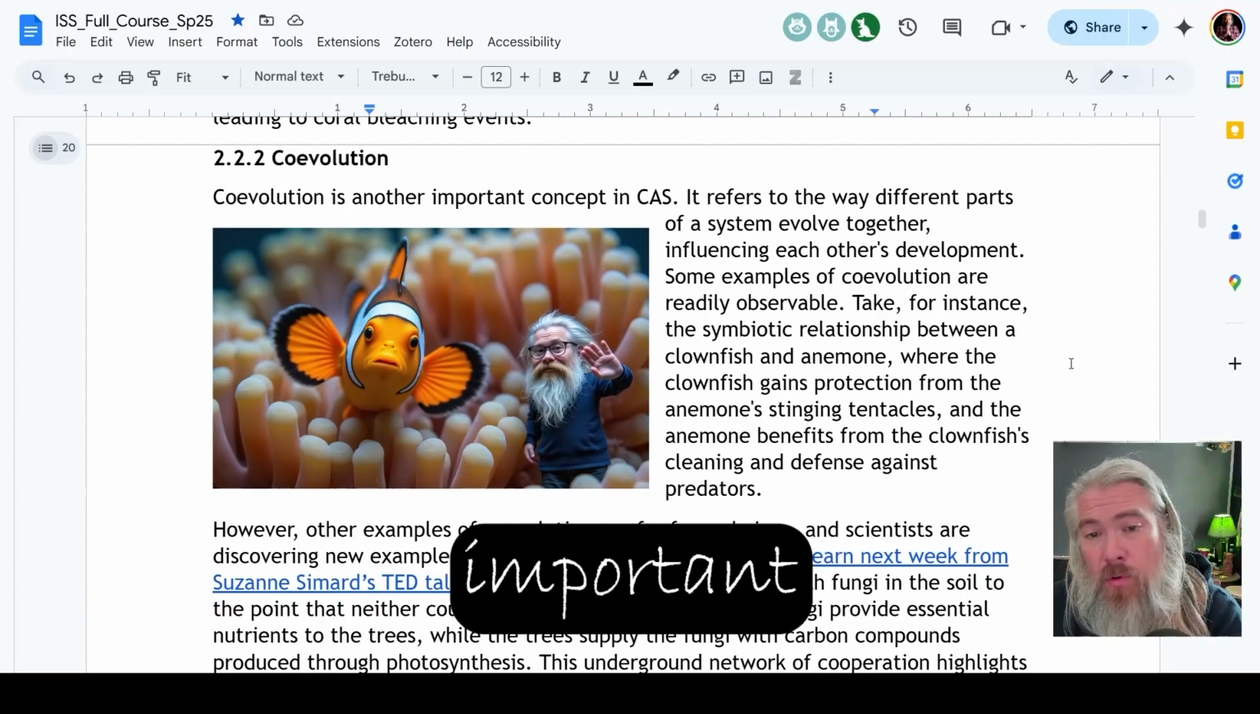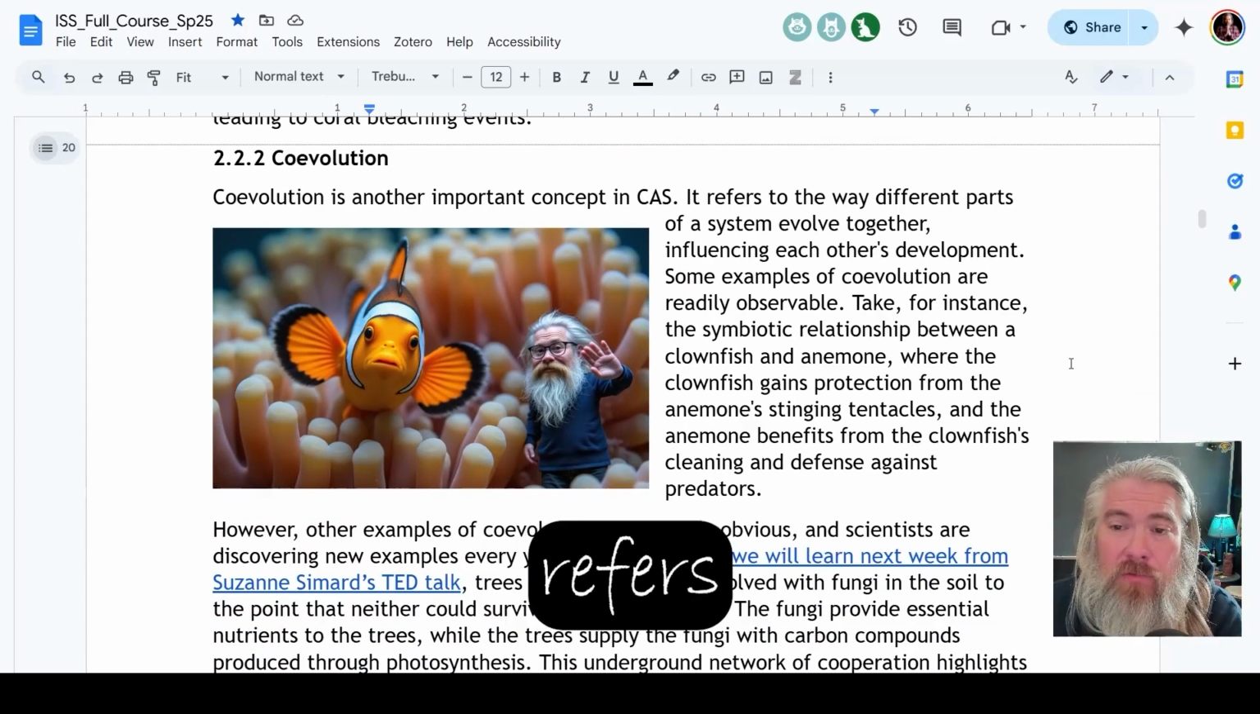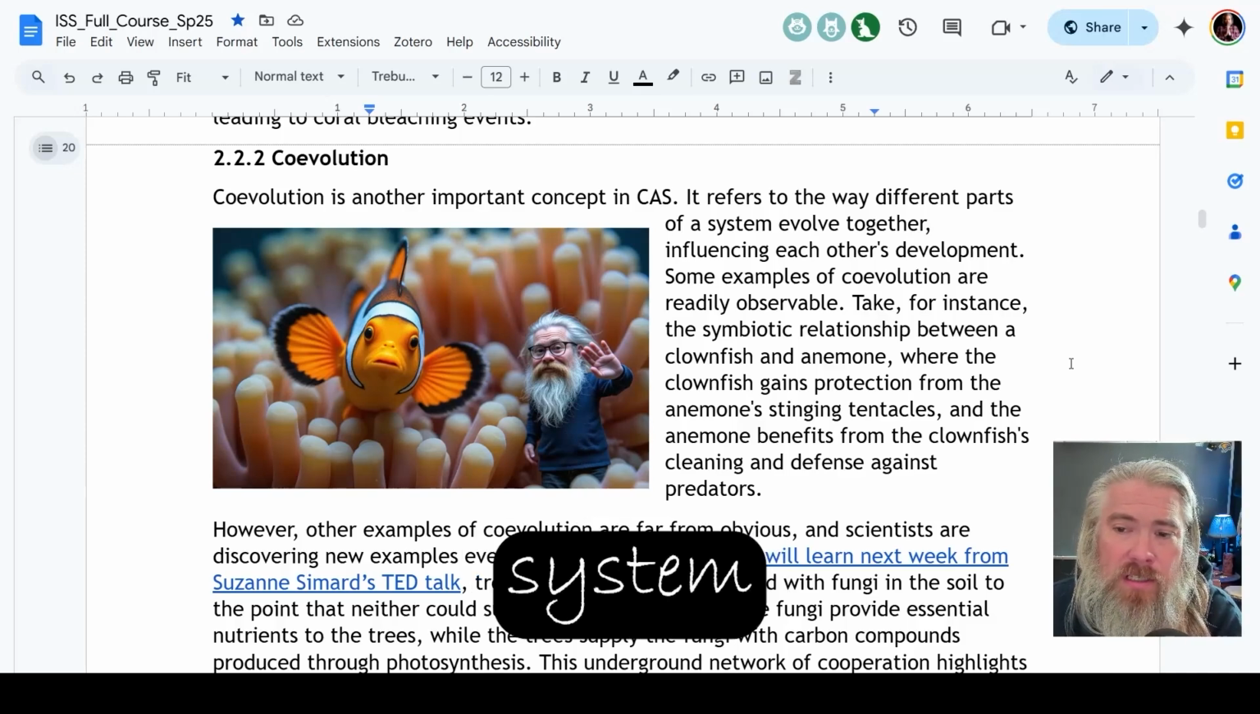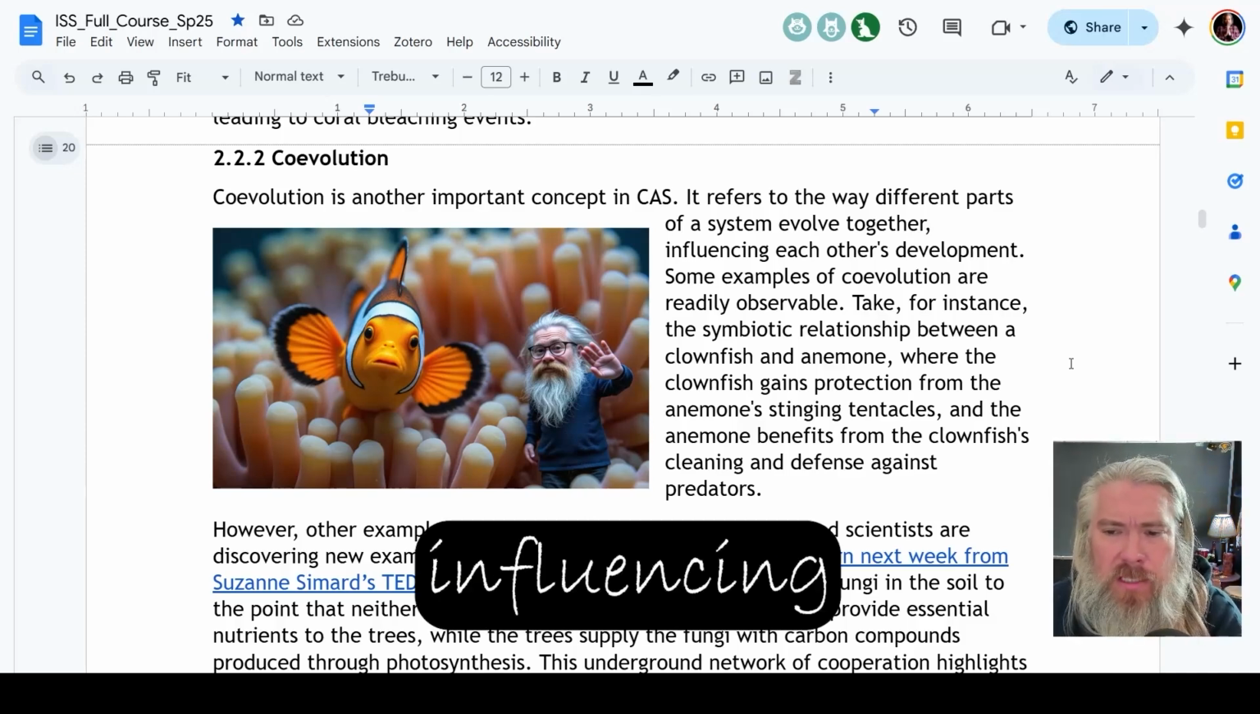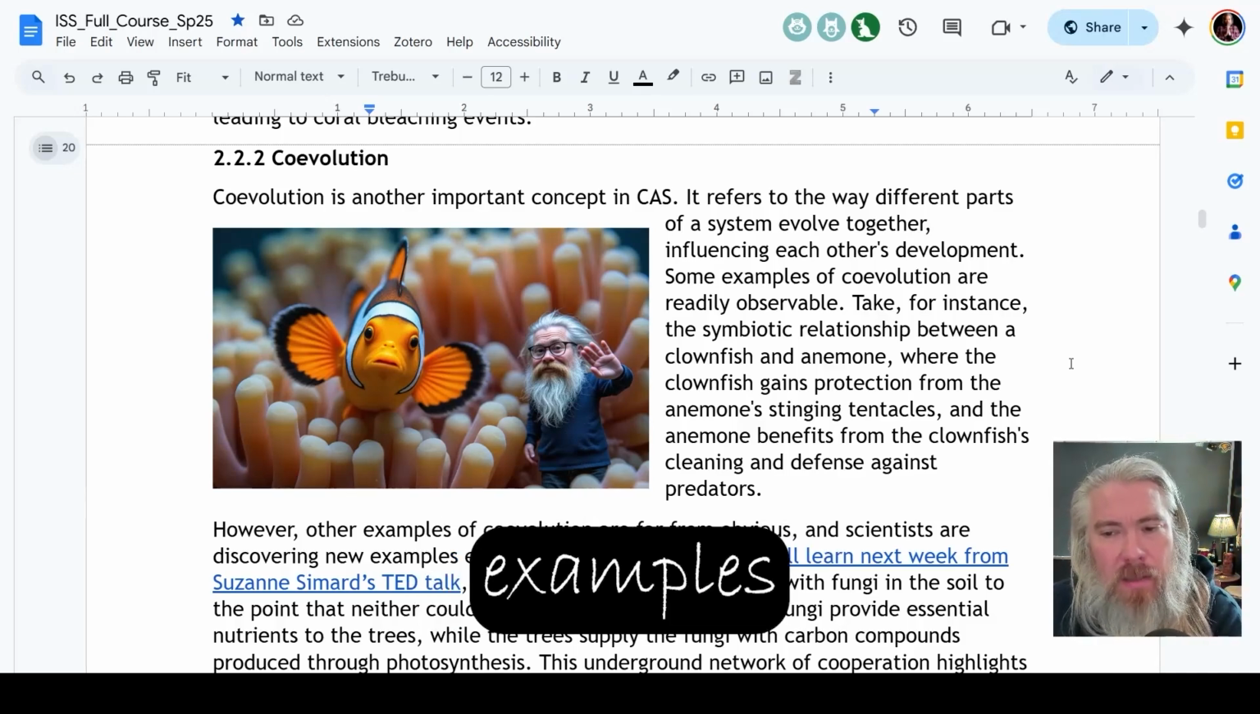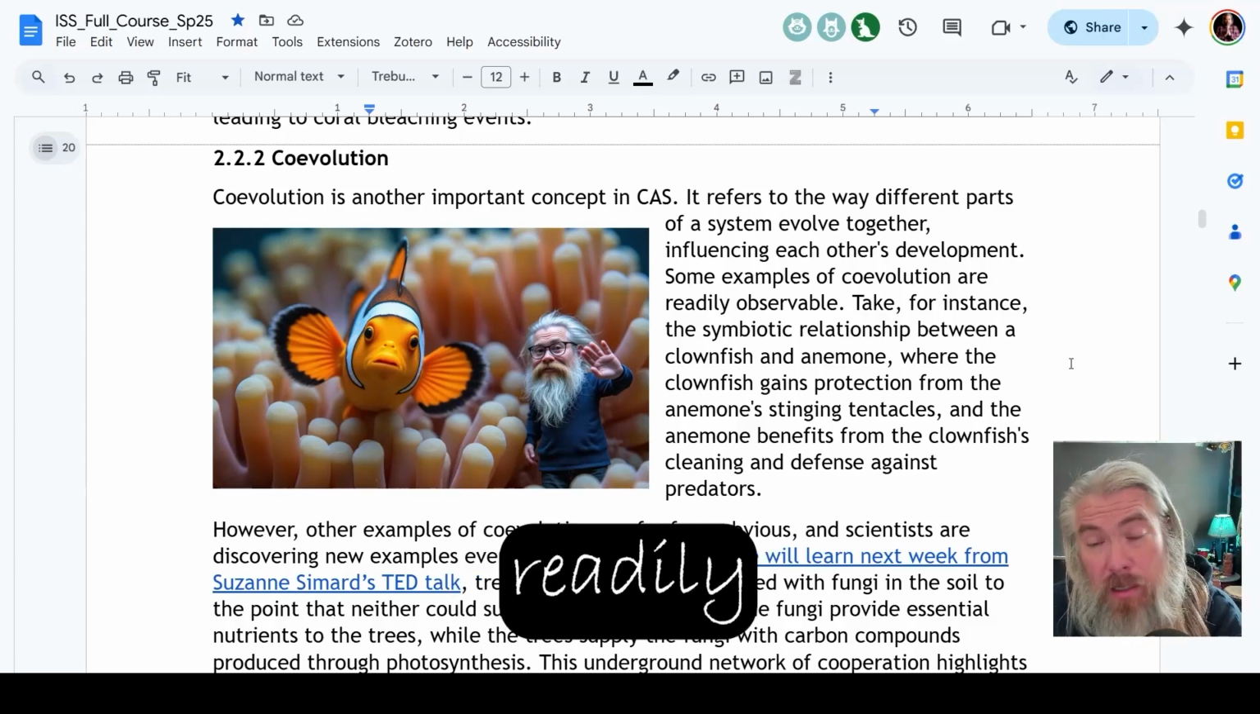Coevolution is another important concept in CAS. It refers to the way that different parts of a system evolve together, influencing each other's development. Some examples of coevolution are readily observable.